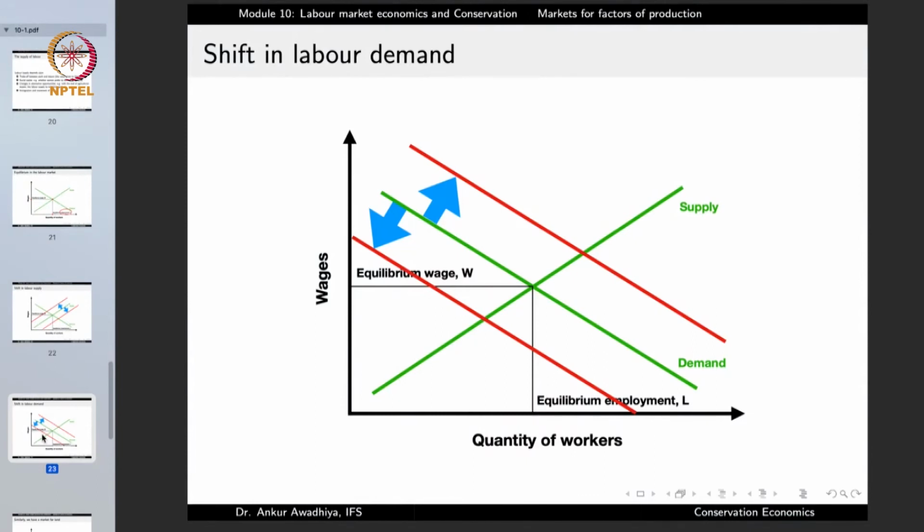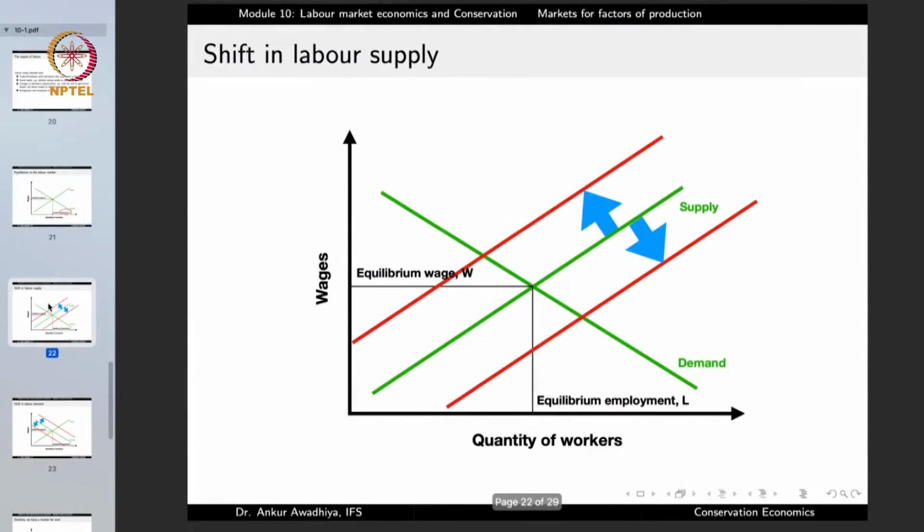So a good example again, talking about the agricultural season, if there is the beginning of the agricultural season, then the demand for labor for working in the agricultural sector will go up. So the demand increases in this case. At the end of the agricultural season, the demand for labor in the agriculture sector will go down.